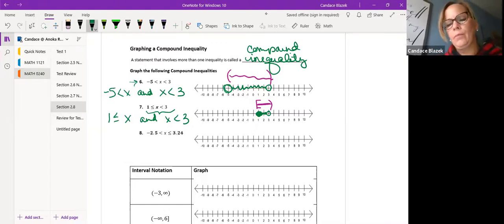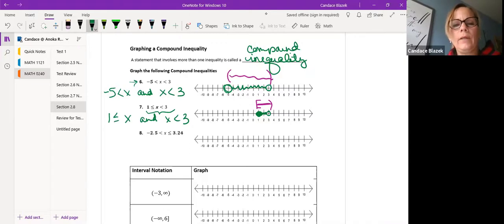Now the last example that I want us to do here, and then we'll move on to our review, any questions we have about test 1, is I want us to look at number 8. Now a couple of things. We have a compound inequality. It says -2 and 5/10 is less than x, is less than or equal to 3 and 24/100 or 3.24. The inequalities point the same way. That's great. -2.5 is less than 3.24.